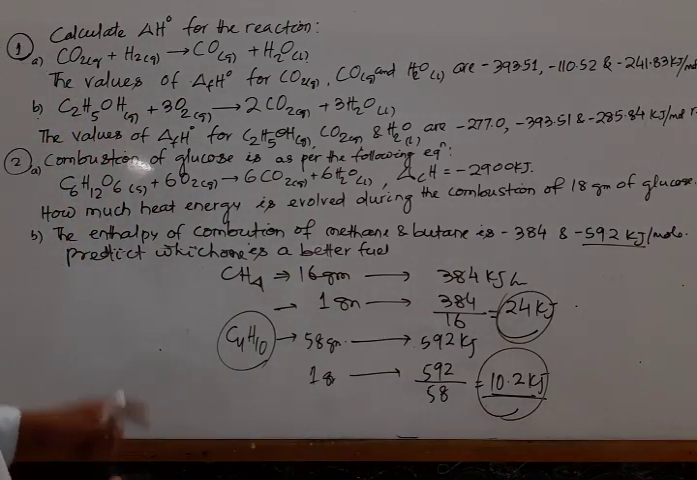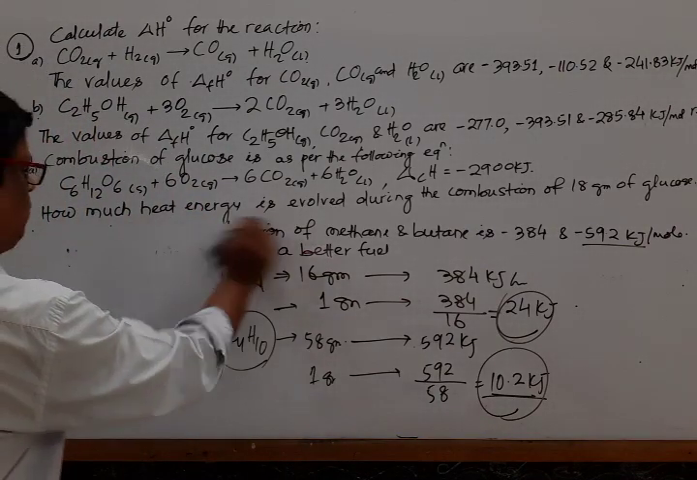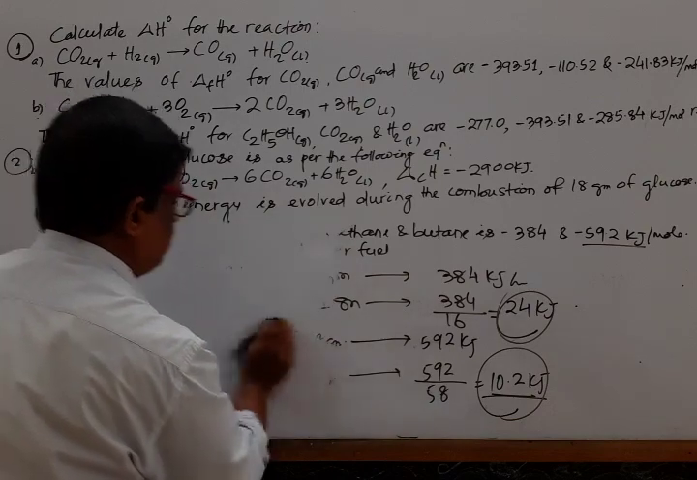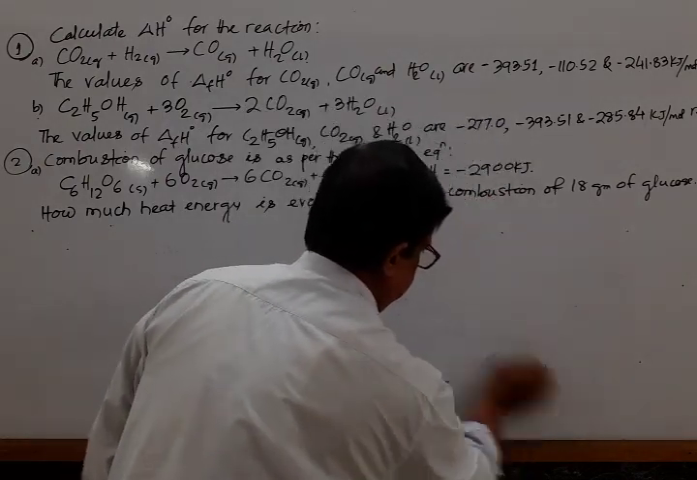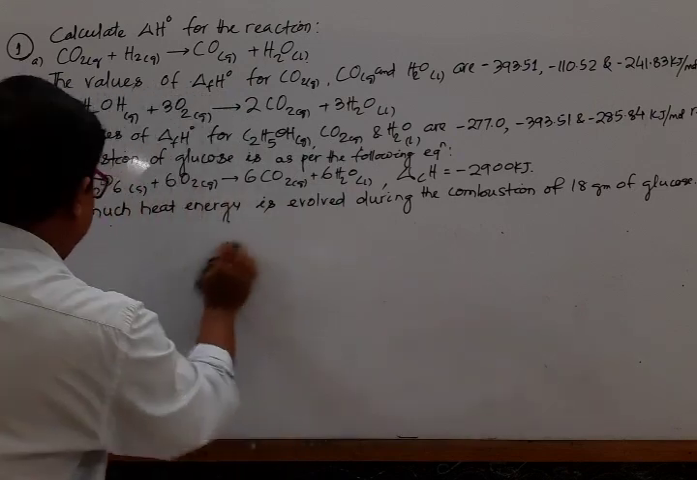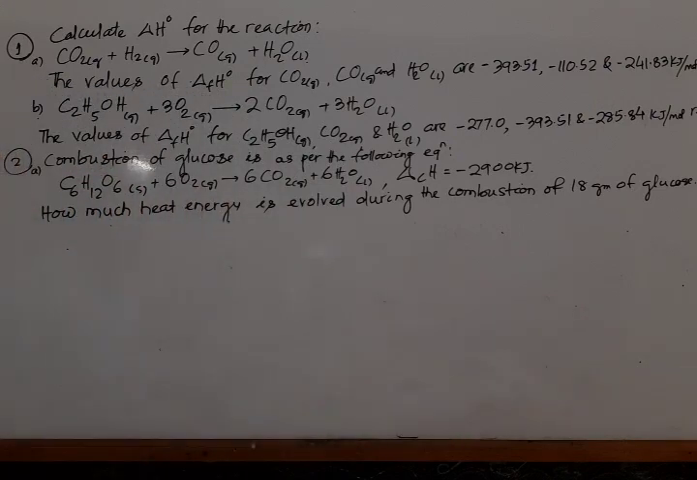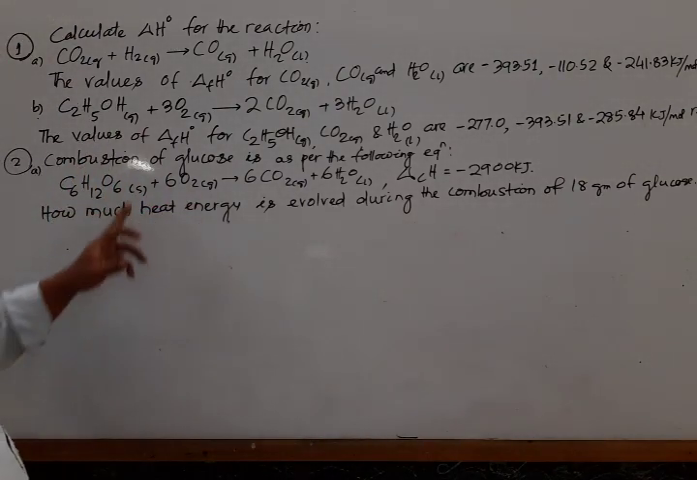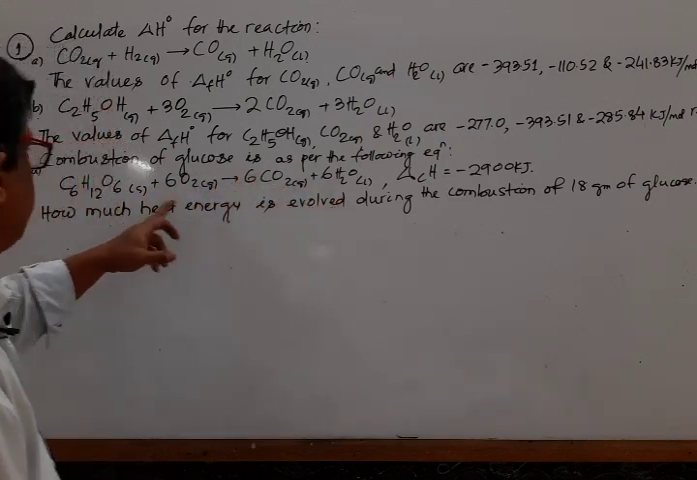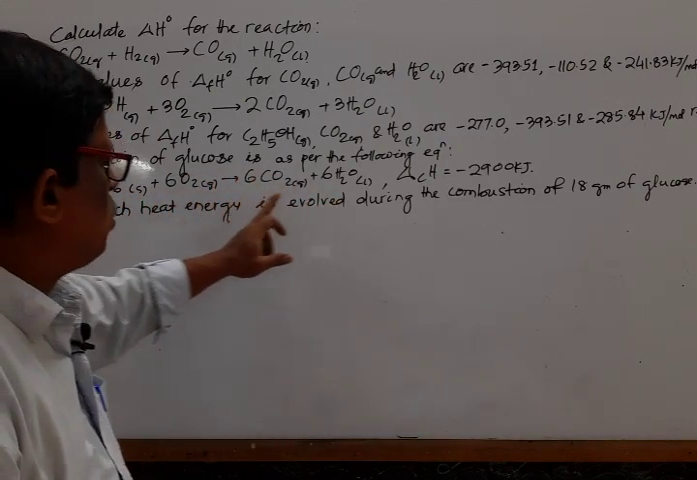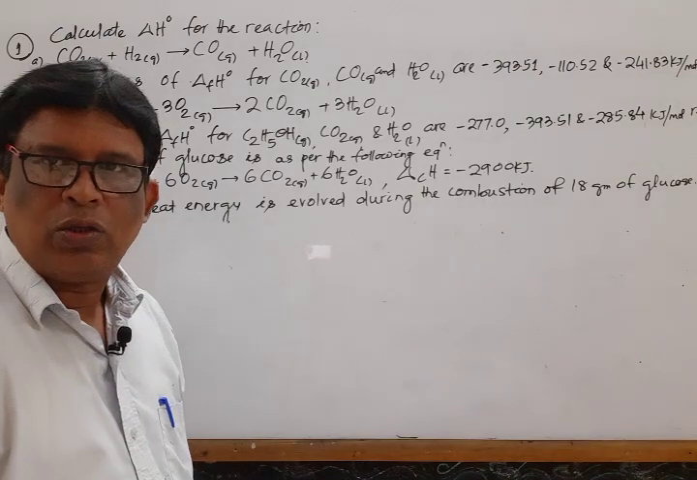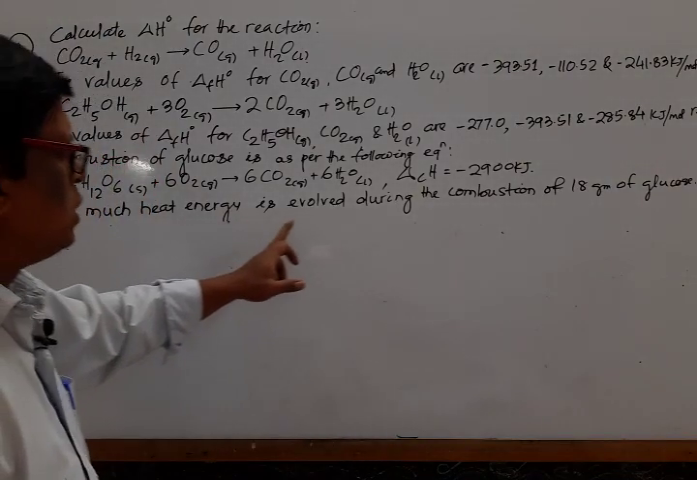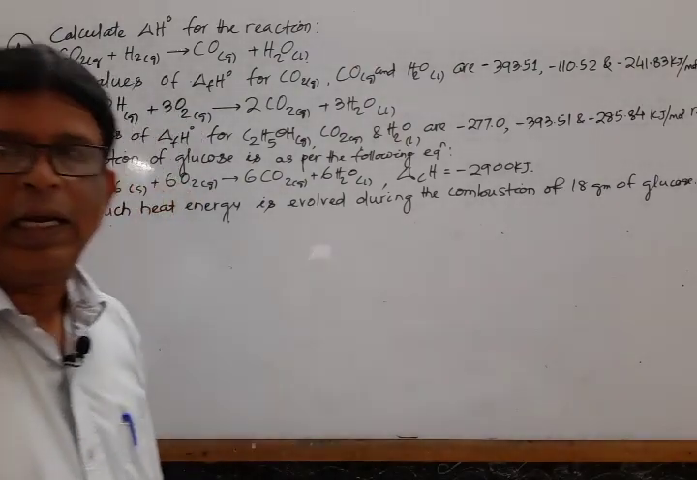What is the next question? Mark that. The next question is on combustion of glucose. The combustion of glucose is given in the following equation. On combustion of 1 mole of glucose, the amount of heat evolved is 2900 kilojoule. So the question is, how much heat energy is evolved during the combustion of 18 gram of glucose?